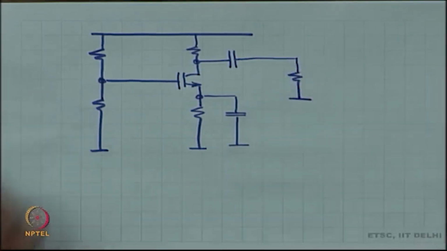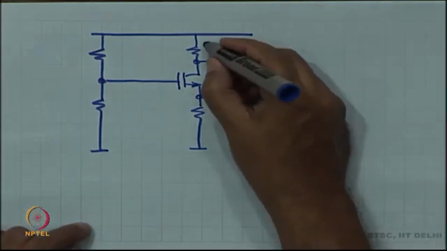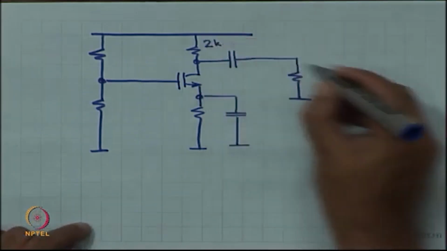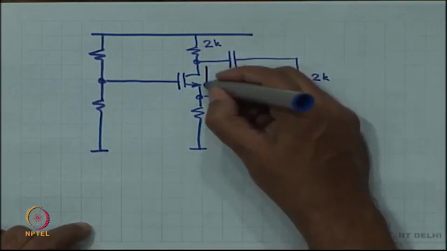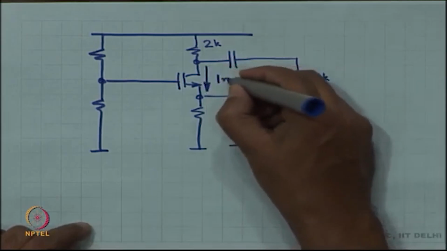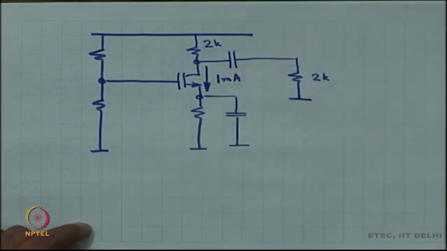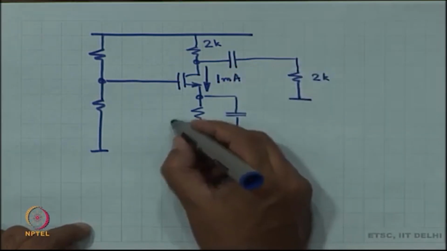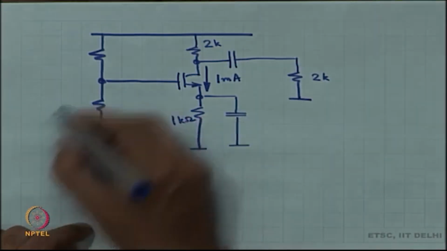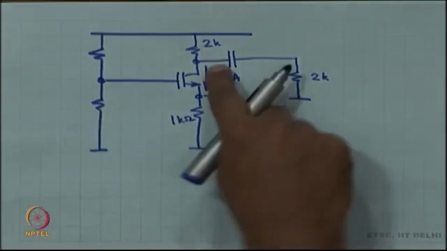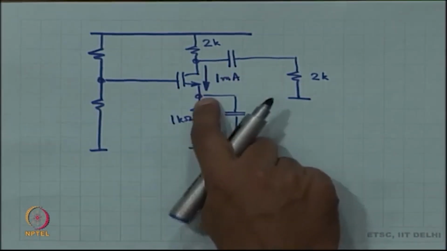Let us put a load over here. Okay. So, first thing we are going to do is we are going to make this 2K, 2K. We will target a bias current, an operating current of 1 milliampere, 1K, and this is 1 milliampere, 1K. So, 1 volt over here.